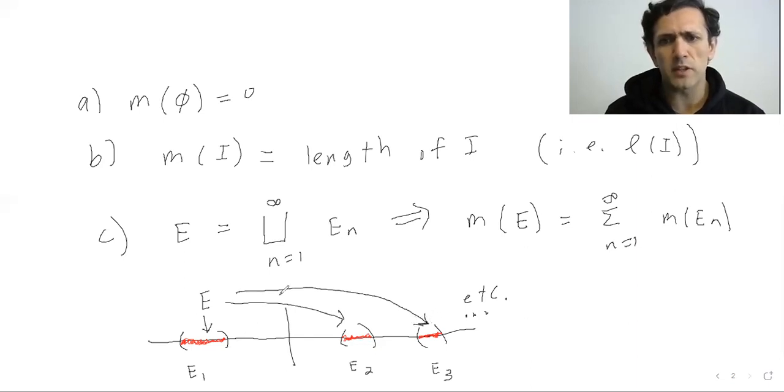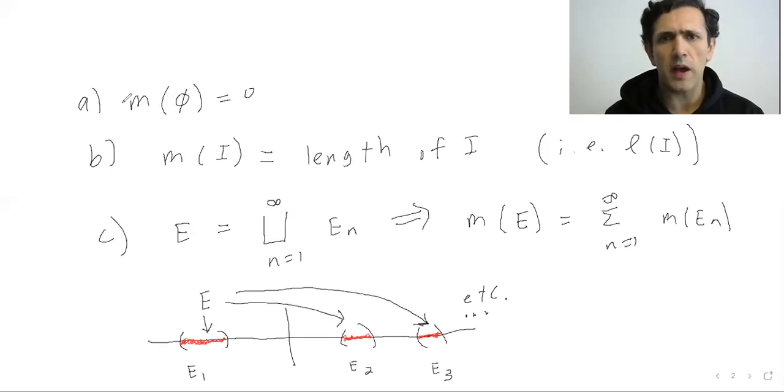Right, so here E is going to be the union of all the E's. And so intuitively, the size of E is the sum of the lengths. All right. So one kind of obvious consequence of this, and actually of A, would be that this also applies for finite disjoint unions.